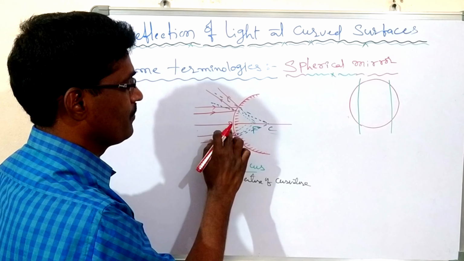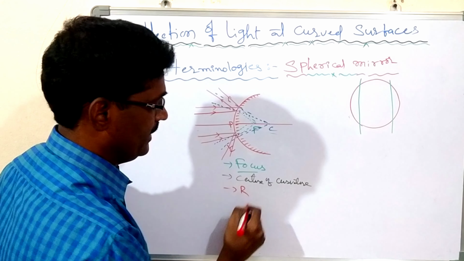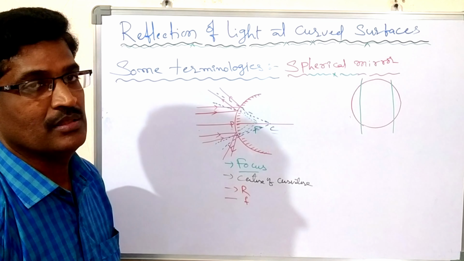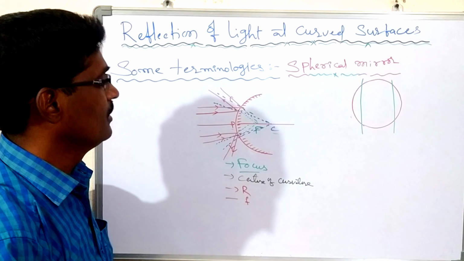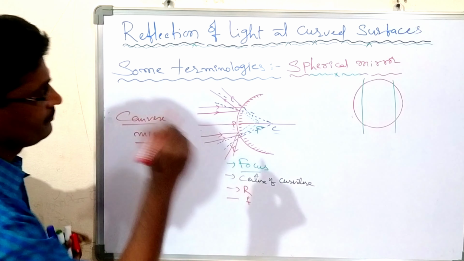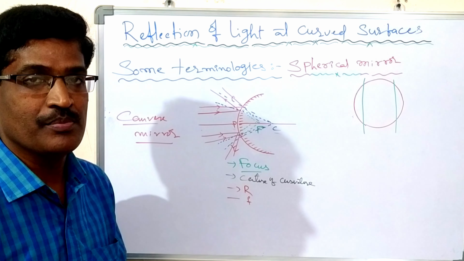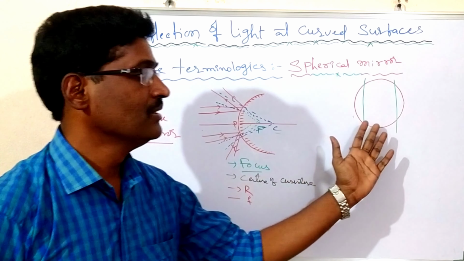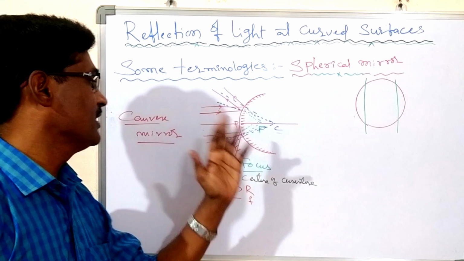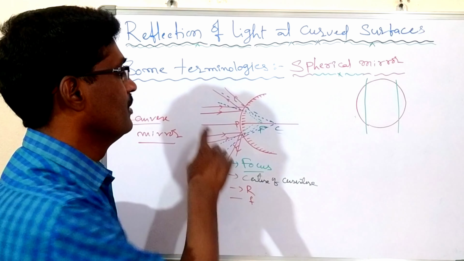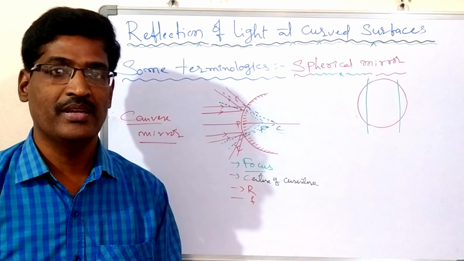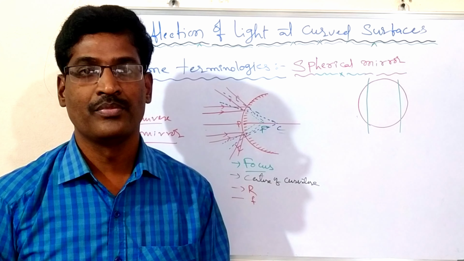Now the distance between P and C is the radius of curvature. The distance between P and F is the small f, the focal length. These are the terminology we can use in a convex mirror. The convex mirror is the piece obtained from the sphere, and we call that piece a convex mirror. In the convex mirror, all rays diverge. These are the terminology we can use in the concave and convex mirror. Next class we will learn about ray diagrams.